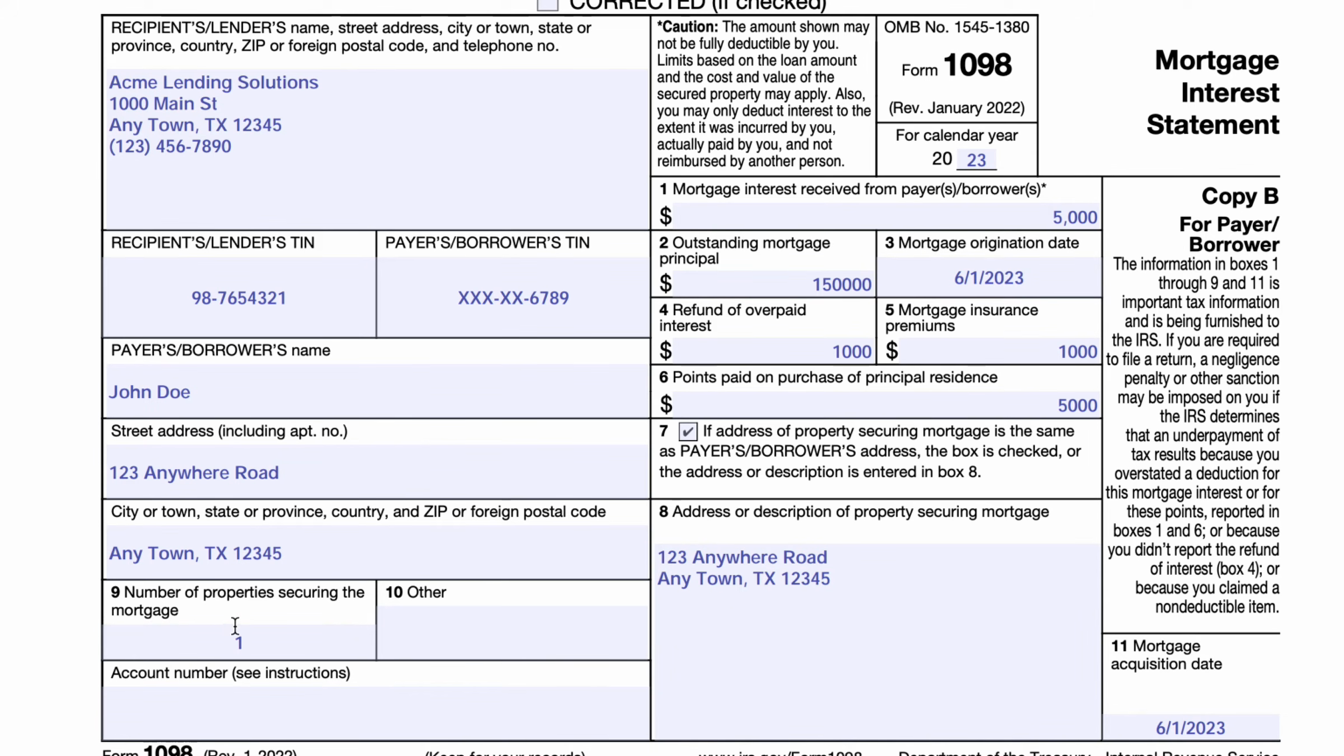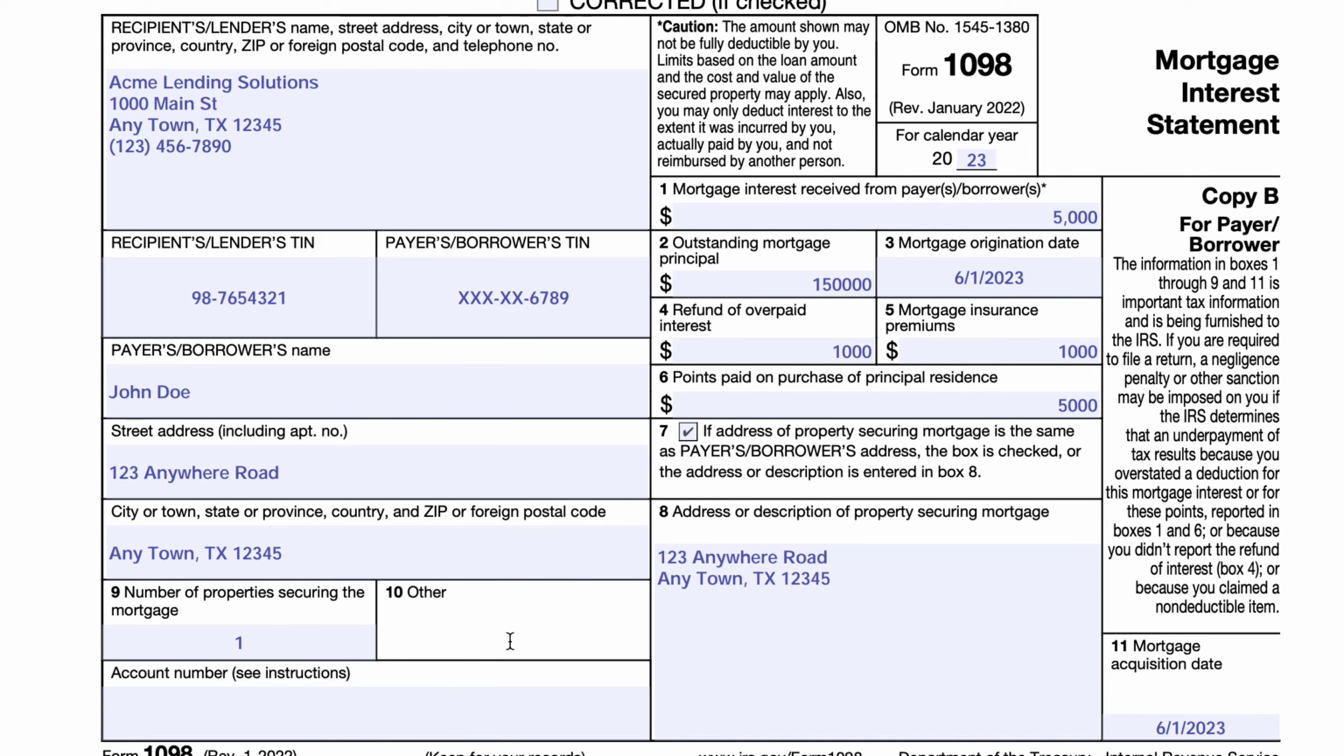So in box 9, this reflects the number of properties that are actually securing the mortgage. In this case, we put 1, although the form instructions say that if only 1 property secures the loan, this box may be blank. But if you had, say, 4 properties, then obviously there would be 4 properties securing the mortgage, such as in an apartment building, for example.